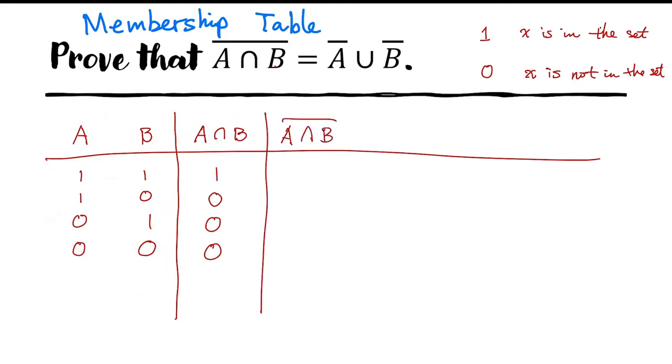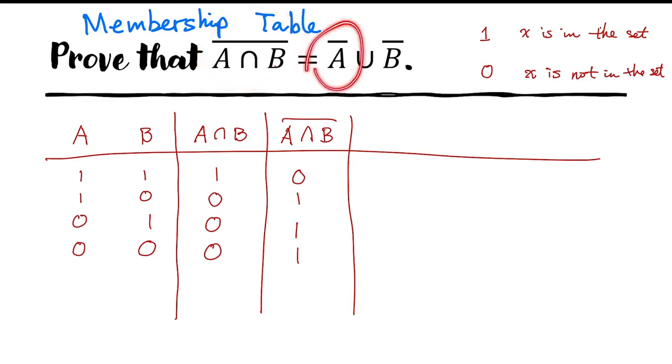Complement means it's not in A intersect B. So if it's in A intersect B, then it will not be in the complement. Now, if it's not in the A intersect B, then it will be in the complement. So it will be the opposite of what you did there, to have 0, 1, 1, 1. So we finished A intersect B's complement.